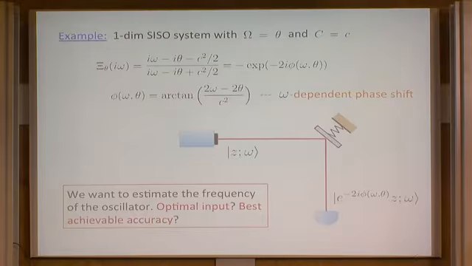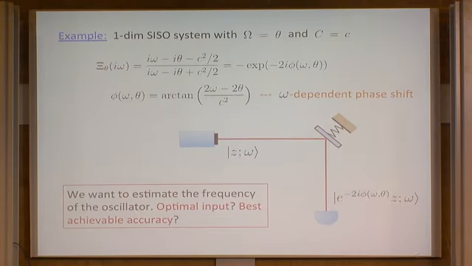I'm not talking about the general situation, but let's think about the specific case study, where we have a one-dimensional system with a single input and a single output, where omega is the unknown parameter and C is fixed. This is non-constant. So in this case, the transfer function is given by this, and this is actually the phase shift which depends on omega. So this is the dynamical phase shift depending on the input.